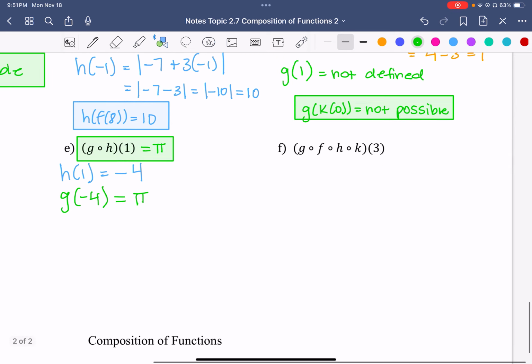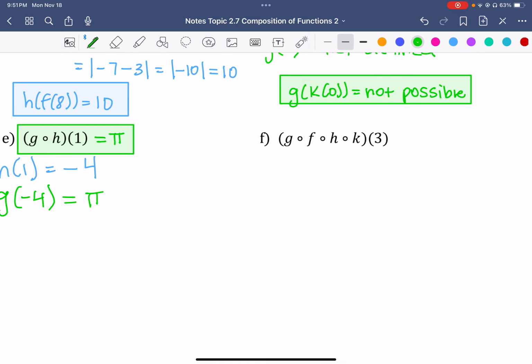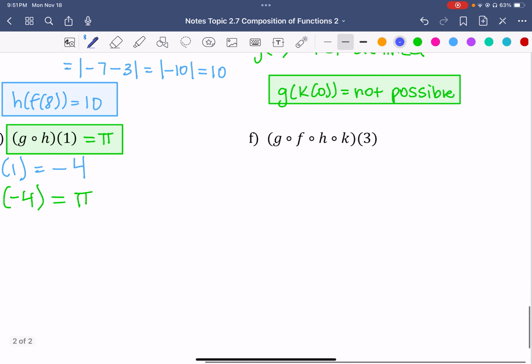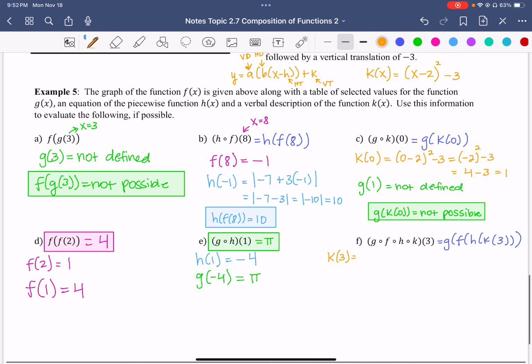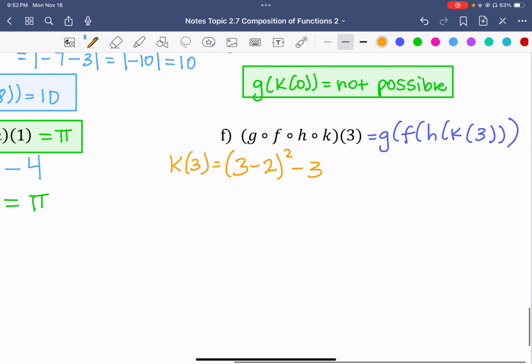Okay. Last one, we have g of f of h of k of 3. If you would like to write this out using the other notation, you can write it out like this, and you first have to do k of 3. So k was x minus 2, but we're going to do 3 minus 2 squared minus 3. Starting with the parentheses, 3 minus 2 is 1 squared minus 3. 1 squared is 1, and 1 minus 3 is negative 2.